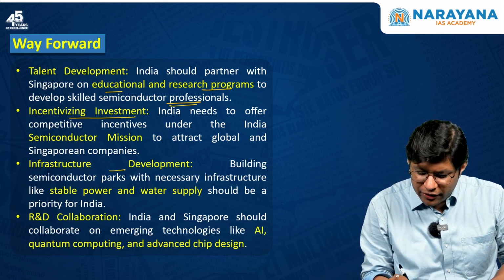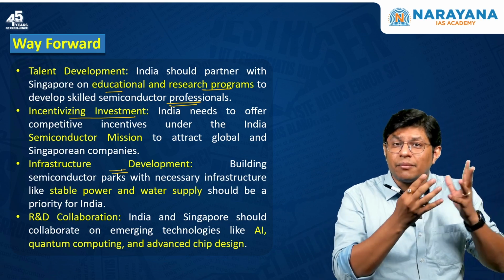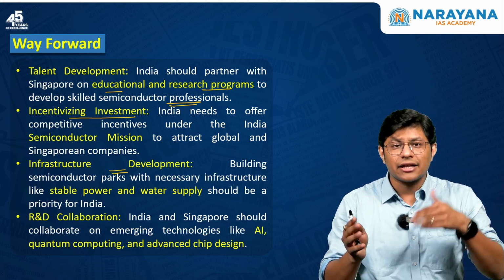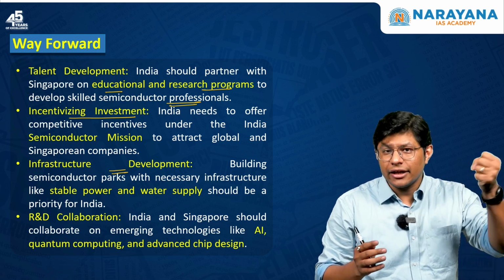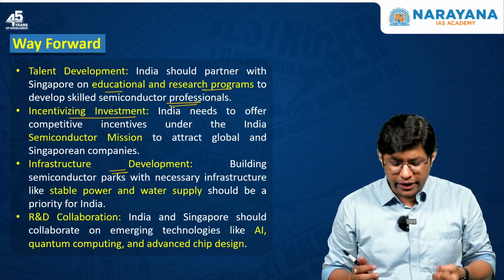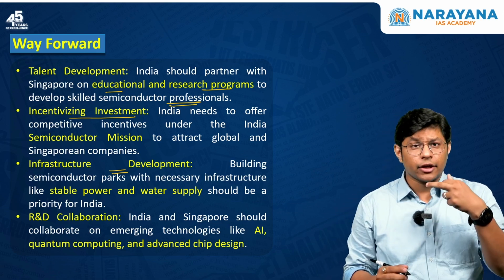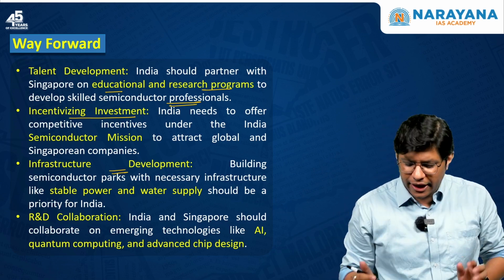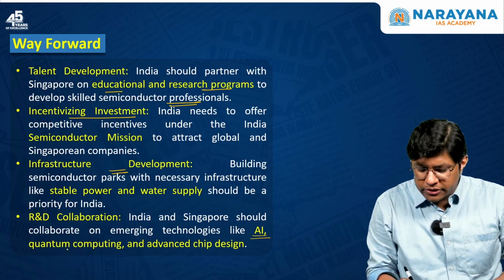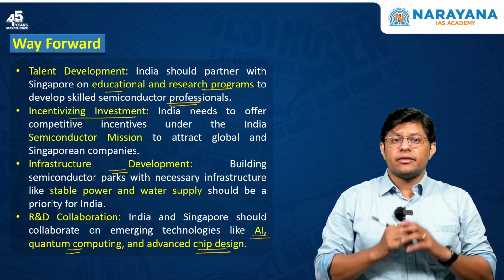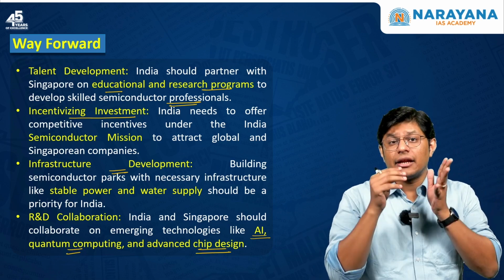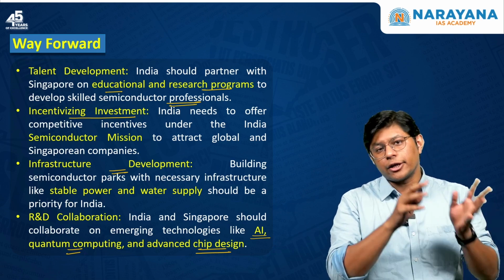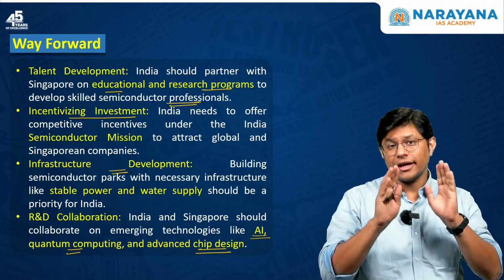Third, infrastructure development. Before attracting the companies, we have to provide necessary infrastructure like stable power and continuous water supply, so we attract the top semiconductor companies. And most importantly, India and Singapore can collaborate. Apart from semiconductors, we can also collaborate on emerging technologies like artificial intelligence, quantum computing and advanced chip design. This is how both India and Singapore can leverage their ties, making the entire Asian region a peaceful and coordinating one. Right? I hope you understood the entire article.